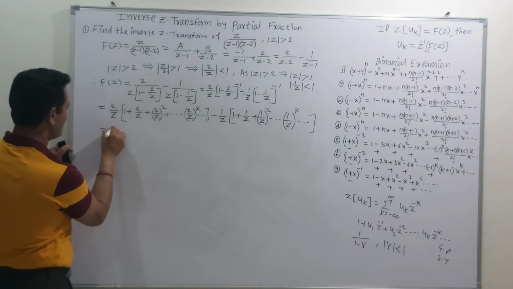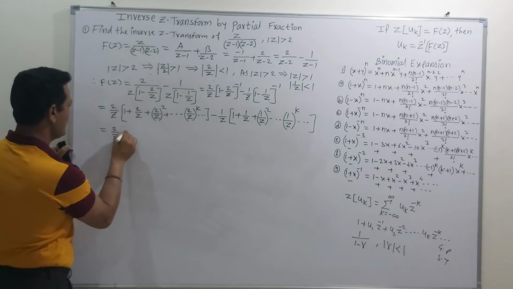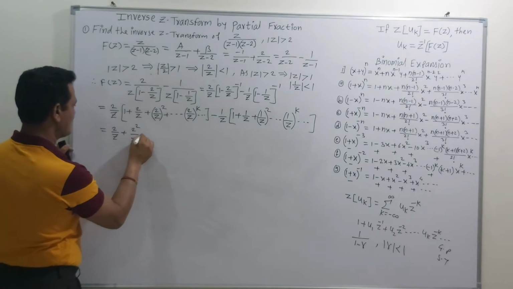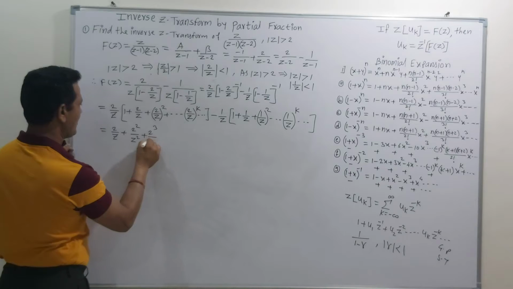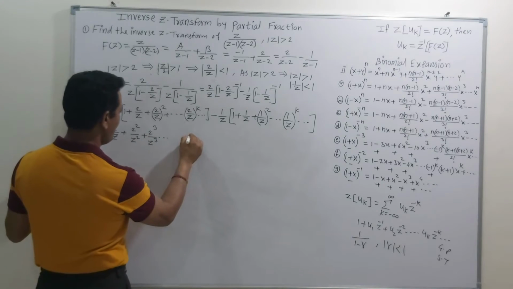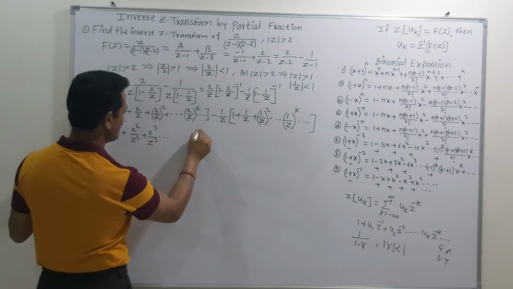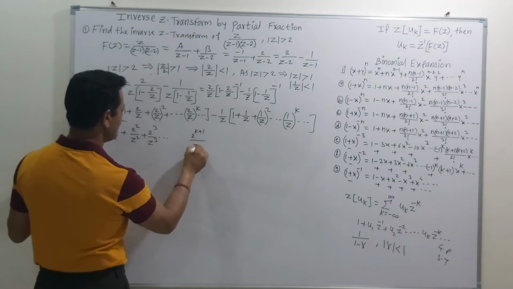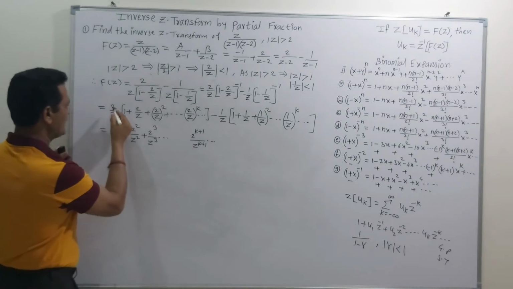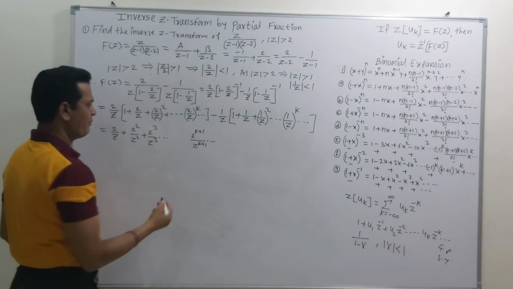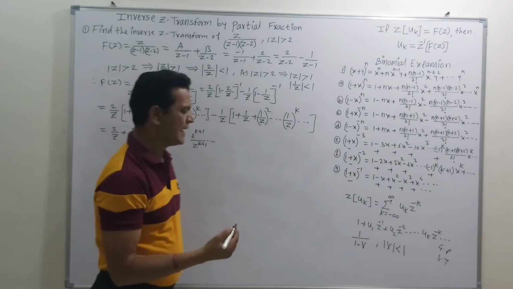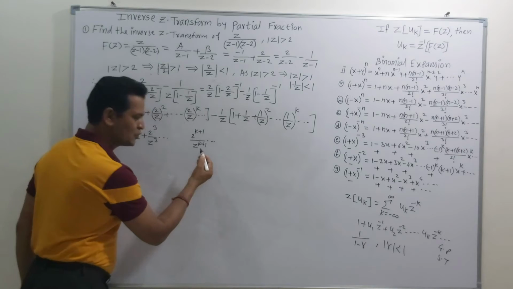So we get this as 2 upon z plus 2 square upon z square plus 2 cube upon z cube and so on. So here we get this as 2 raised to k plus 1 upon z raised to k plus 1 and so on. So after taking 2 upon z to the inner side, our interest is to get the value of the coefficient of z raised to minus k. Here we get the value of z raised to k plus 1.